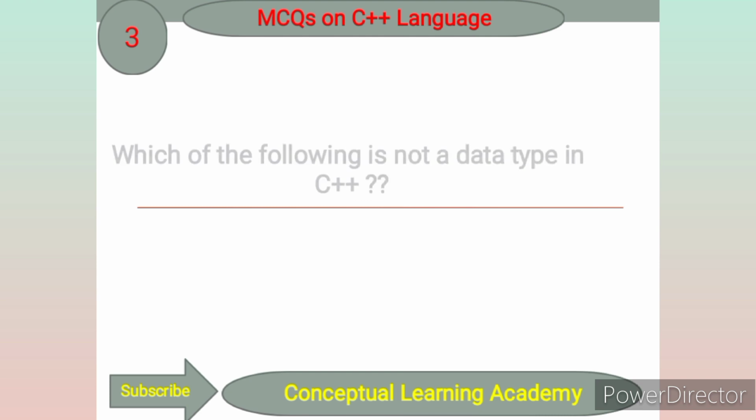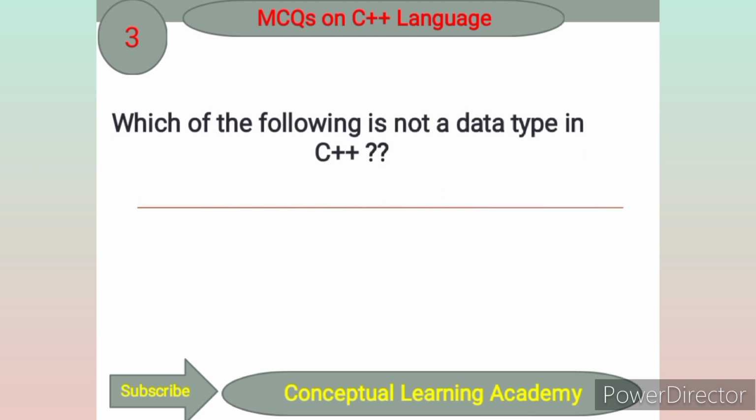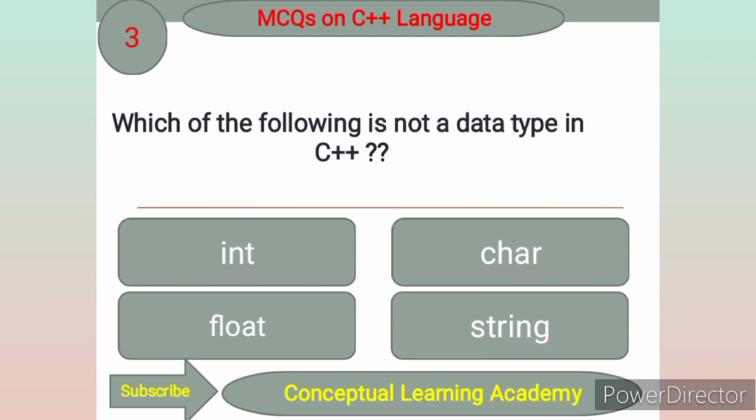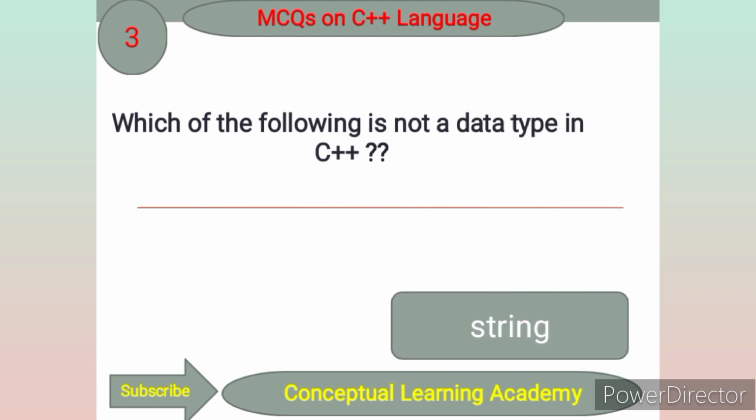Question number 3. Which of the following is not a data type in C++? Option 1 integer, option 2 char, option 3 float, option 4 string. The correct answer is string.